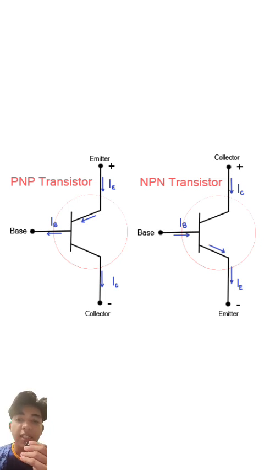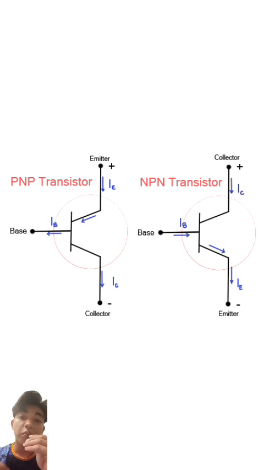And the third is the emitter. It is heavily doped to supply a high concentration of charge carriers. It emits carriers into the base region. In an NPN transistor, electrons are emitted by the emitter into the base and then pulled toward the collector. In a PNP transistor, holes are emitted from the emitter into the base and move toward the collector.